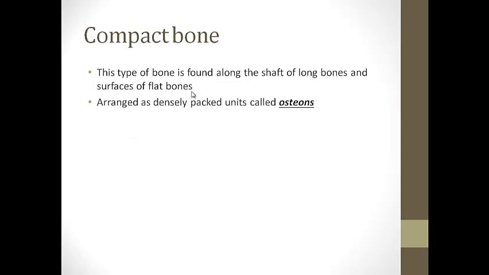Compact bone is specifically arranged as what we call osteons. Osteons are units, so you can think of them as smaller segments, and what they do is they become densely packed together in order to give me compact bone.